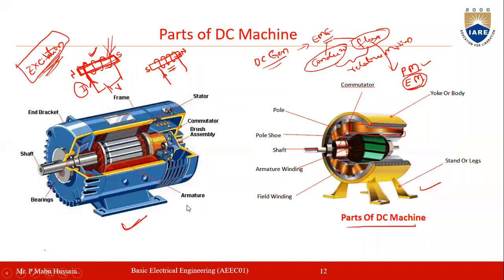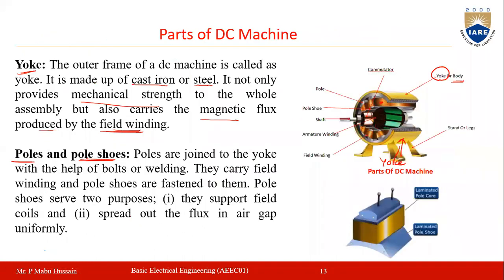Then what is the purpose of these poles and pole shoes? See in this diagram also they are represented. This one is called the pole shoe and this one is called the pole core. On the pole core only we generally wind the field winding. To make this a magnetic pole, you have to supply some current to this winding. These are called the electromagnets.